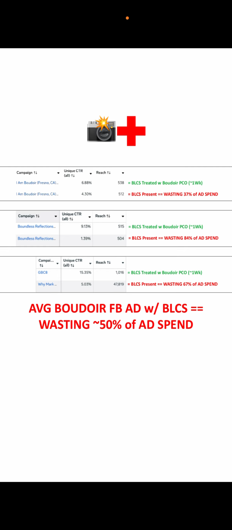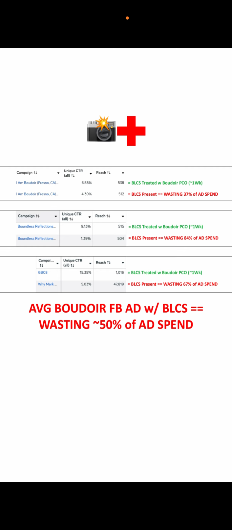So we found out they're wasting 37% of ad spend. So if they're spending 10 grand a month on Boudoir Facebook ads, now they can decrease their spend by 3,700 bucks a month, pocket that 40 grand in the first year, and still get their ad into the same number of women's brains as the original.